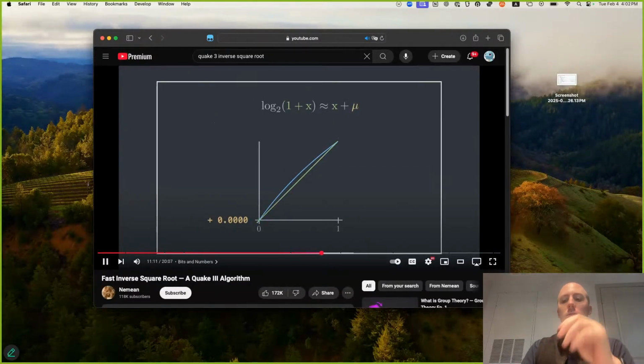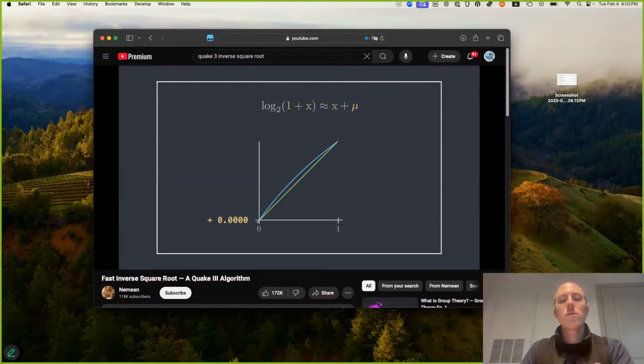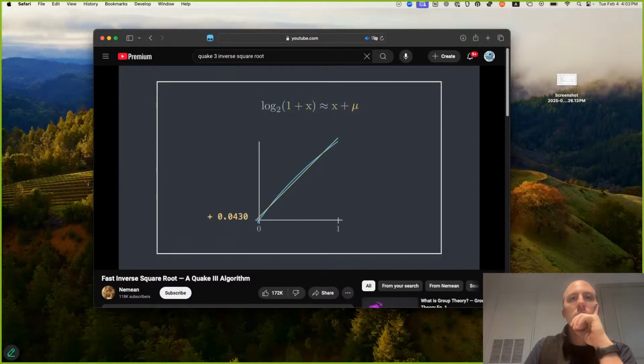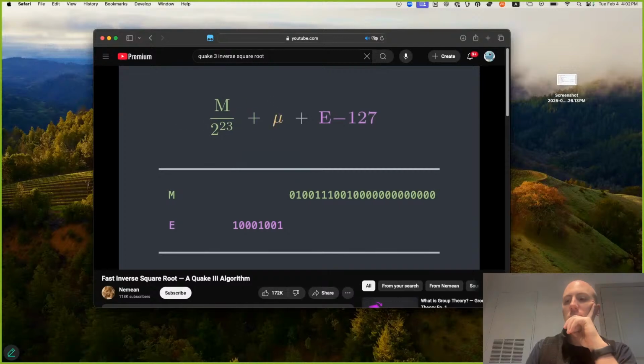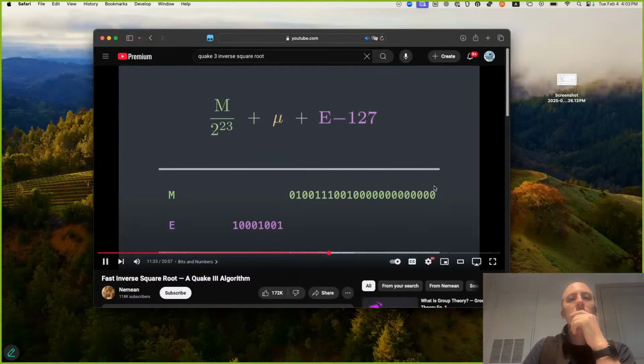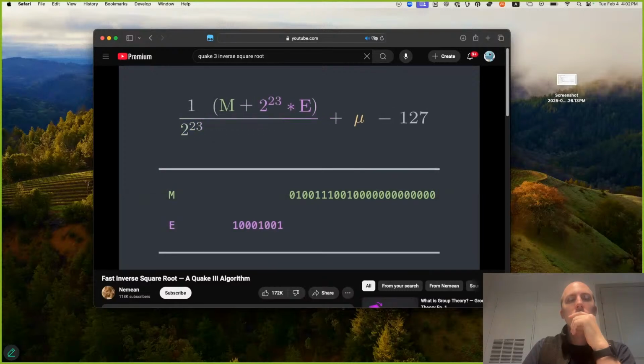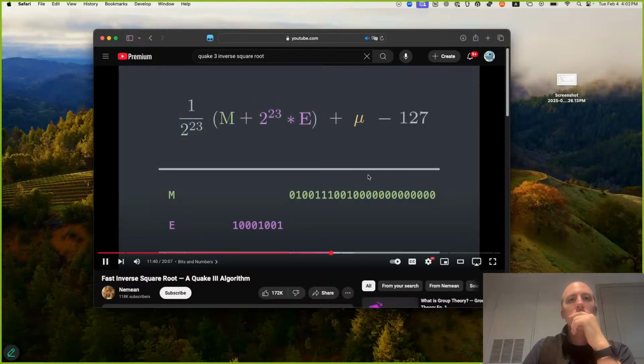Chosen freely. Again, with mu equal to 0, this approximation is correct at 0 and 1. But it turns out that setting mu to this number gives the smallest error on average for numbers between 0 and 1. So going back to our formula, we apply our trick, as m divided by 2 to the 23 is indeed a value between 0 and 1. We rearrange a little bit more and we finally see why we did all those calculations. M plus E times 2 to the 23.